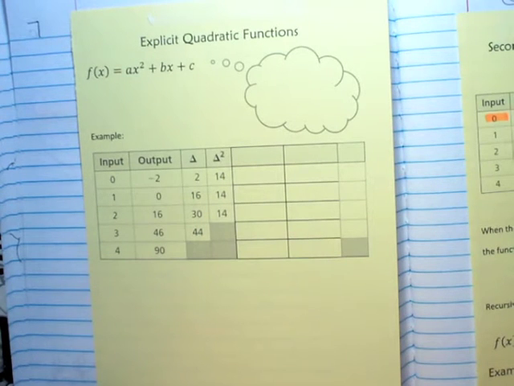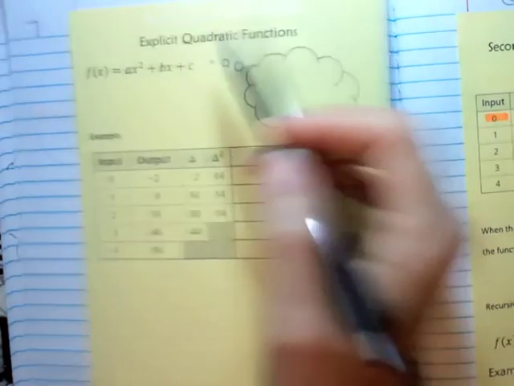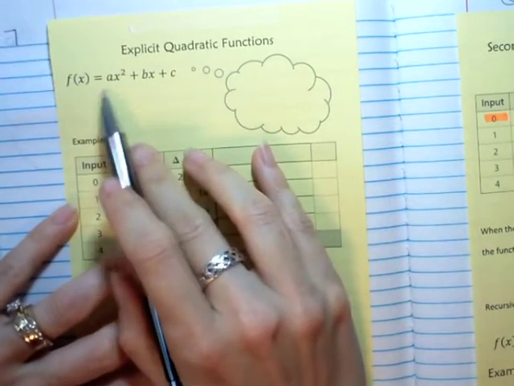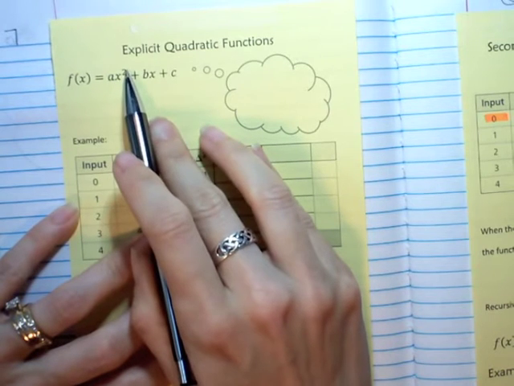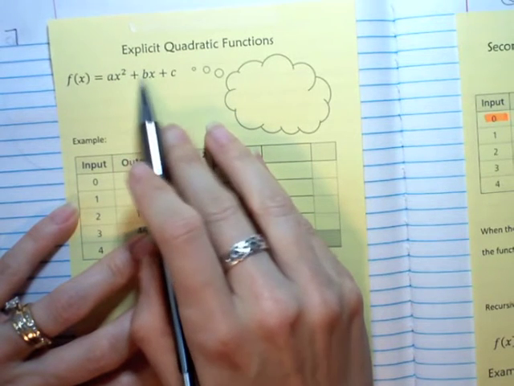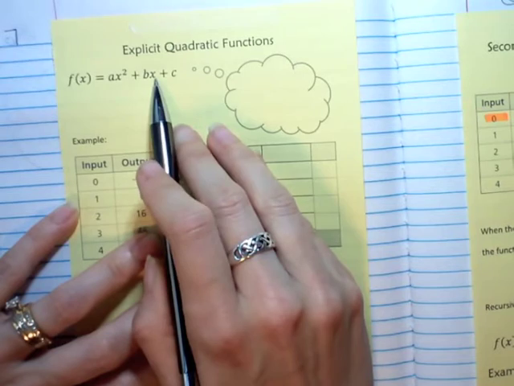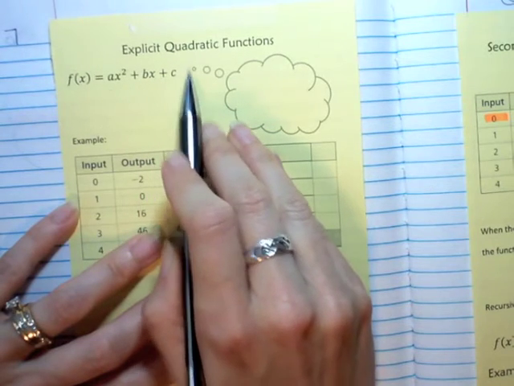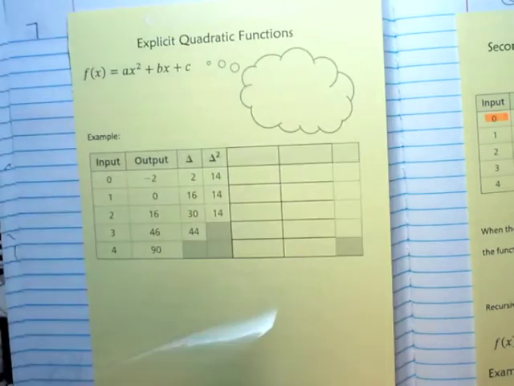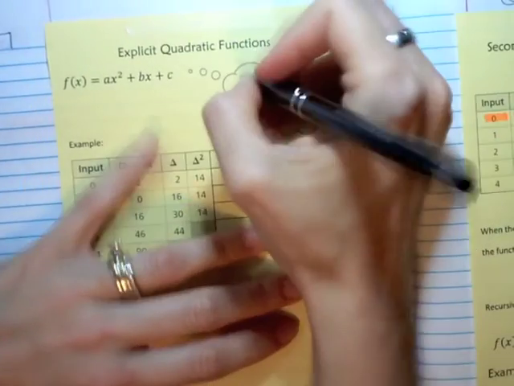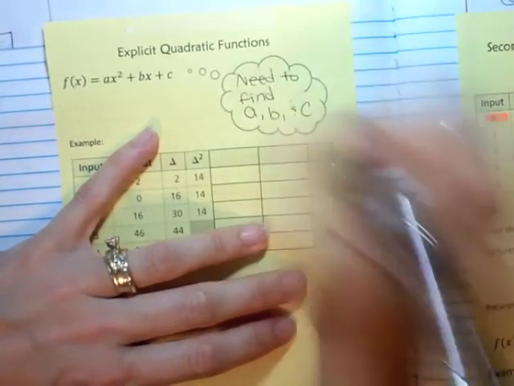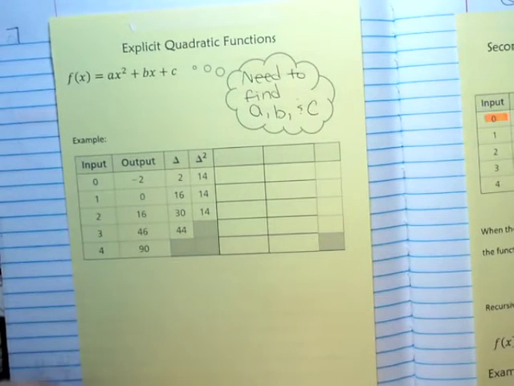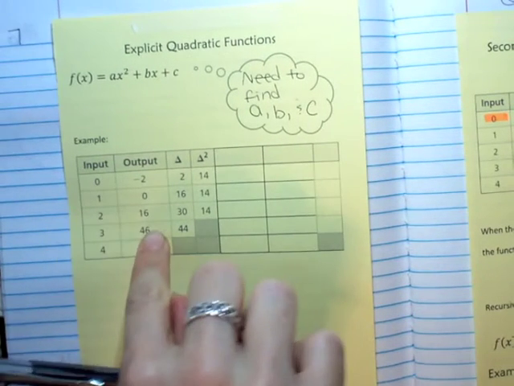So when we are writing an explicit quadratic function, it will always be in the form f of x equals some number times x squared plus some number times x plus some constant number at the end. We need to find that a, b, and c. So that's our goal, is to find a, b, and c. We're going to use the table to help us.